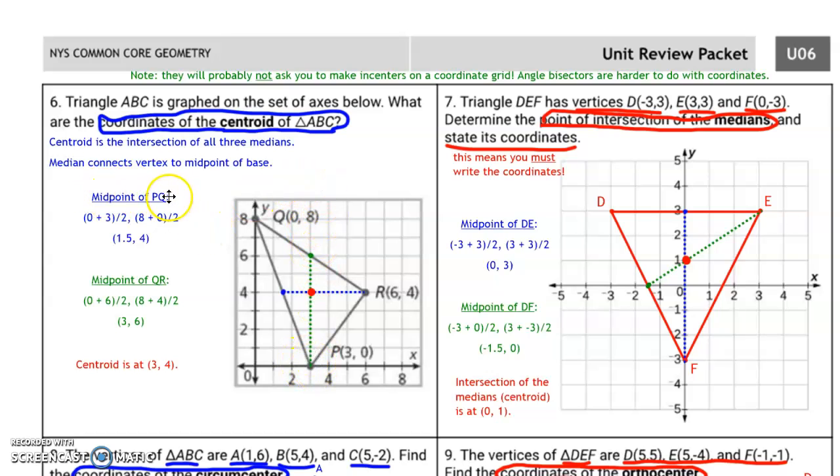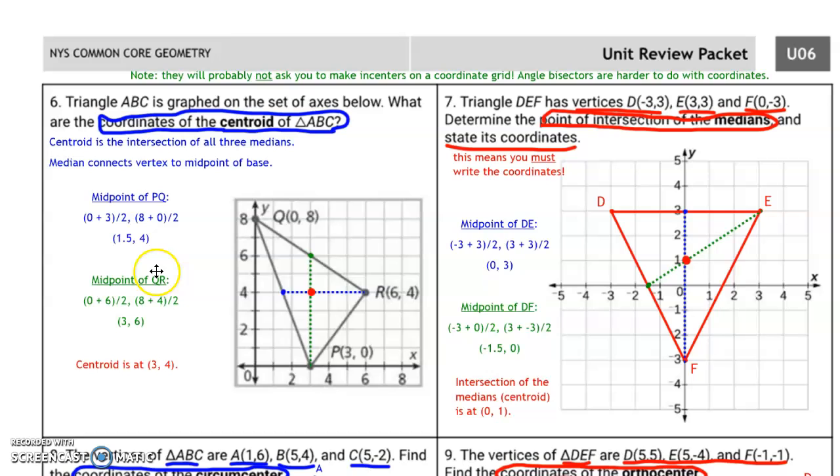The midpoint of PQ is in blue here. I use the formula x1 plus x2 divided by 2 and y1 plus y2 divided by 2. That is the pretty standard formula for midpoint that you've been using since Unit 1. 1.5 comma 4 is the midpoint. It's not an exact value for x. That 1.5 is in between 1 and 2, but it's pretty easy to find when you look at the graph.